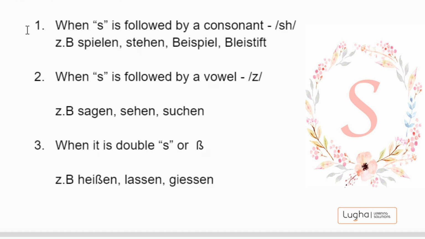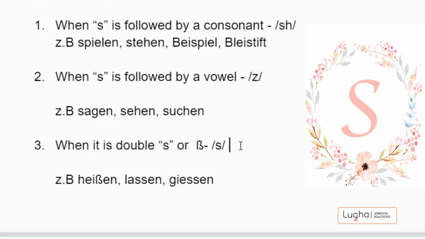And the third situation, which is the only time when we get to pronounce S as S, the way we're used to pronouncing it in English, is if it is a double S or an Eszett. Remember, we said the Eszett is a special character in German that represents double S. In such a case, we pronounce it as S. Let me just write here so that you're able to take accurate notes. Zum Beispiel heißen, lassen, gießen.